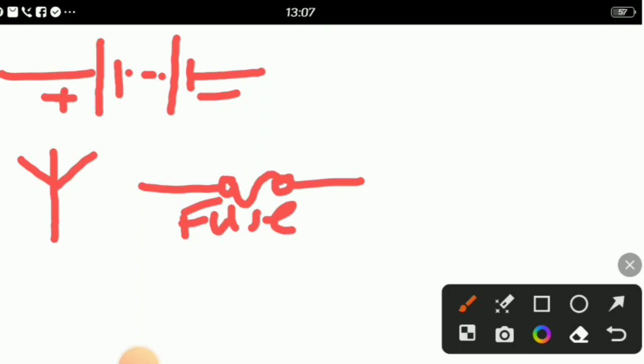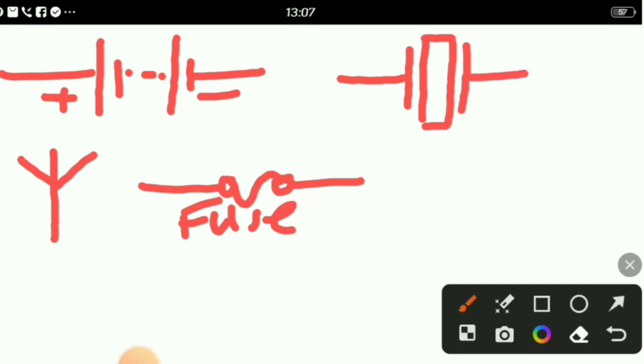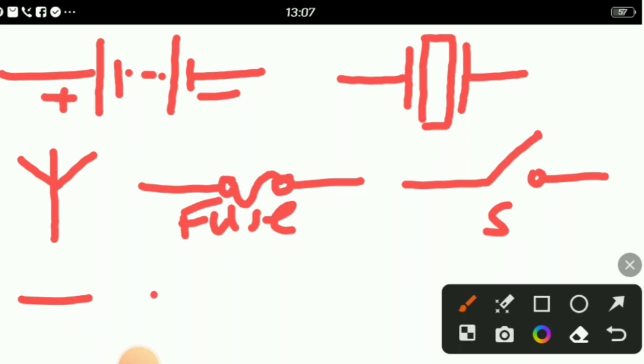Now a symbol of crystal, so this is the symbol of crystal. Now switch represented by this symbol, this is the open switch, and this is a closed switch. This is the symbol of closed switch.